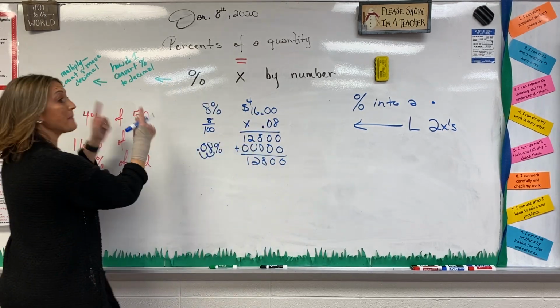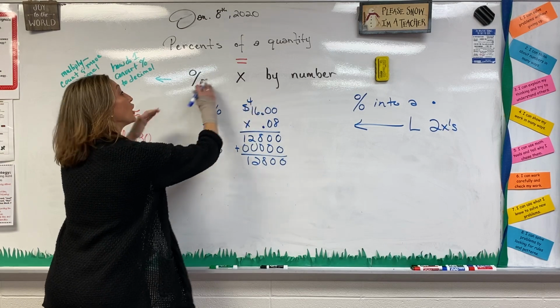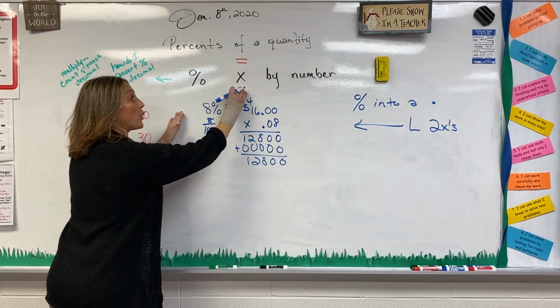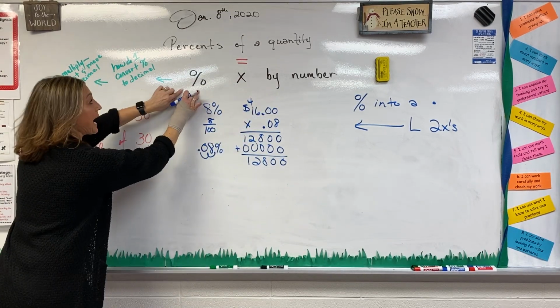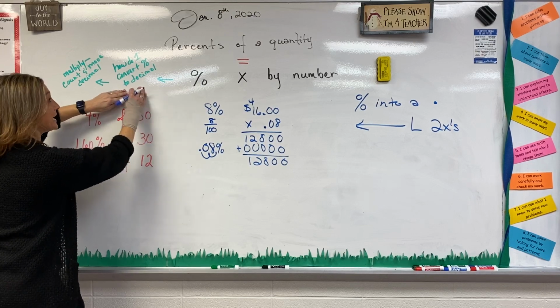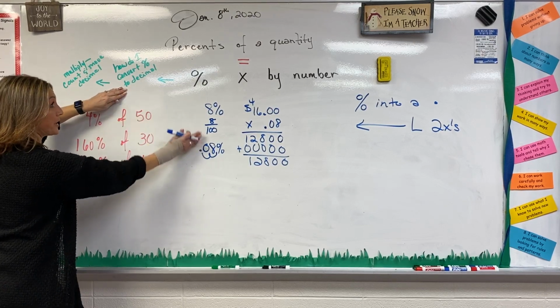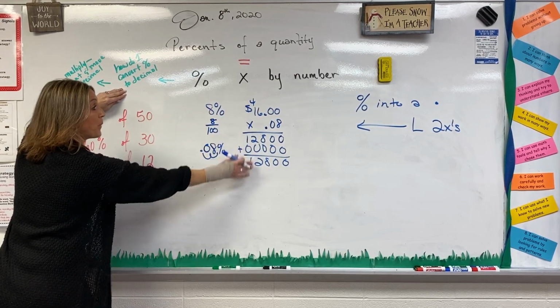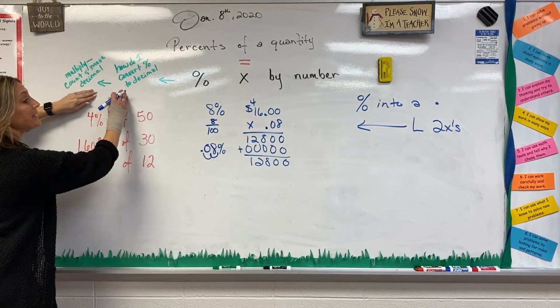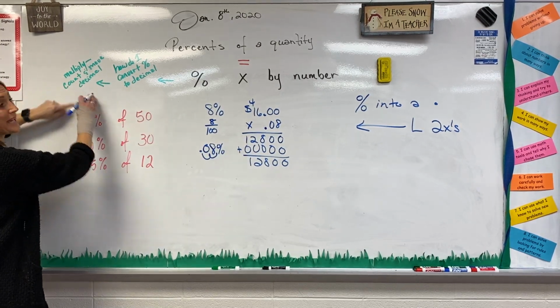I then have to remember, once I've looked and found my percent and I want to multiply it by a whole number, I've converted my percent into a decimal. Got to remember how to do that. I've now done my multiplication, and now I have to be able to count and move my decimal.